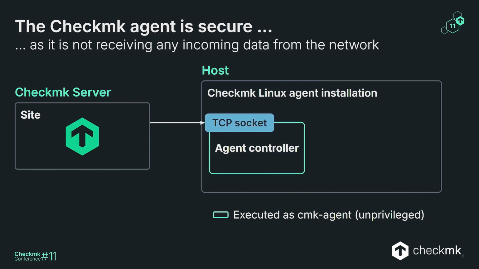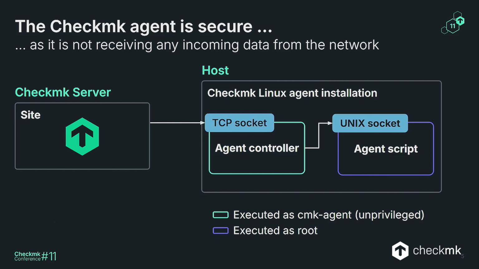Let's briefly recap what's happening when invoking the agent. The server calls the agent controller via TCP. The agent controller then queries the agent script via a local Unix socket that is available for a CMK agent user only, without sending any data, by the way. So the agent script doesn't receive any data from outside and can't be influenced to do anything malicious.